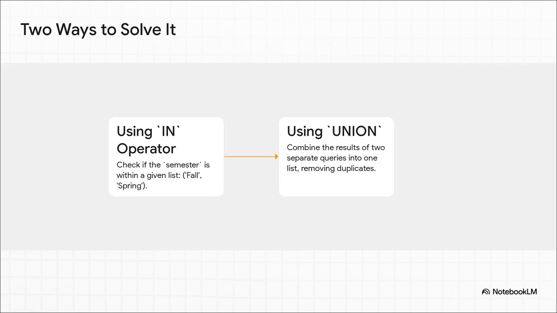One of the great things about SQL is that there's often more than one way to get to the right answer. For this, we could use the IN operator. It's perfect for checking if something matches anything in a short list. Or we could be a bit more surgical, write one query just for fall courses, a second one for spring courses, and then use the UNION operator to basically stack the two result lists on top of each other.